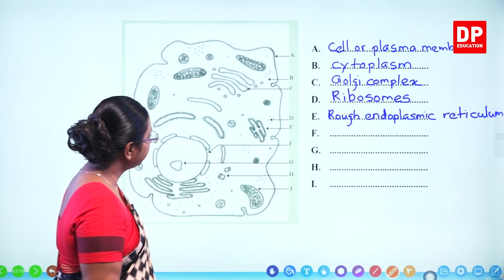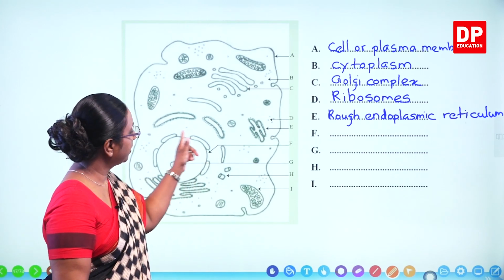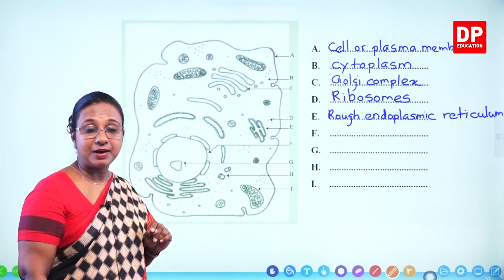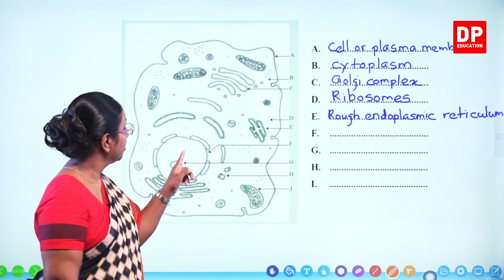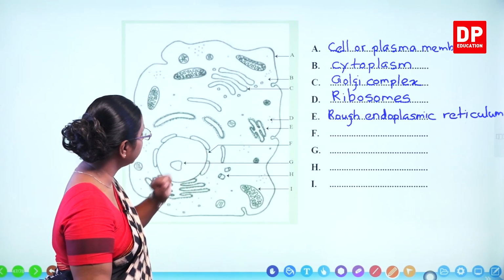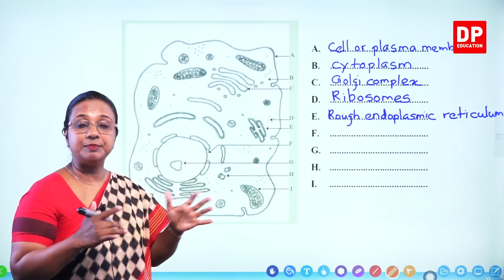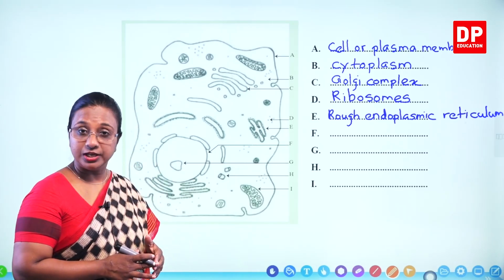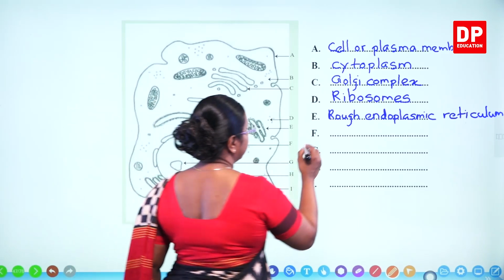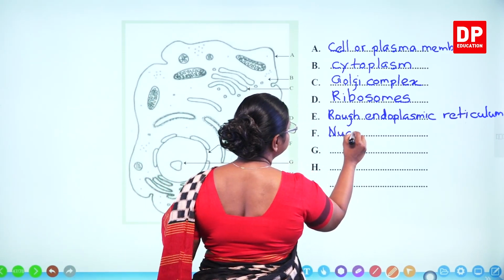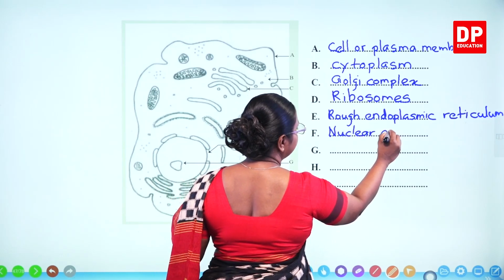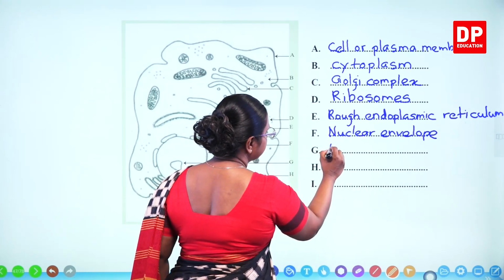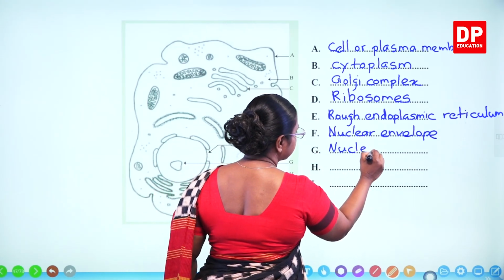Then we need to identify F. So, as you can see in the diagram, F and G are parts of the nucleus. What is F? It is the nuclear envelope, the outer membrane of the nucleus, and inside we have the nucleolus. So, F is the nuclear envelope and G is the nucleolus.